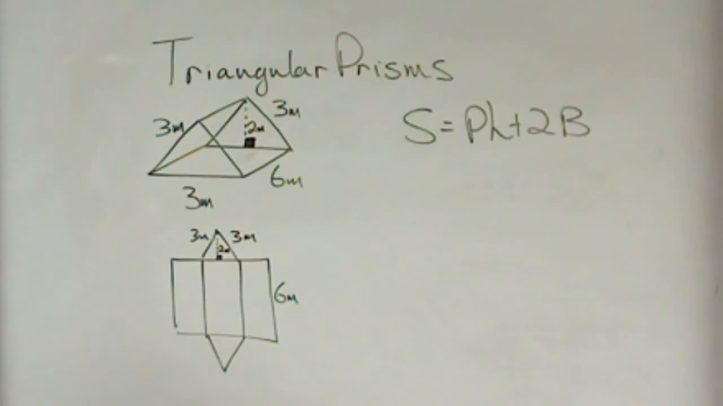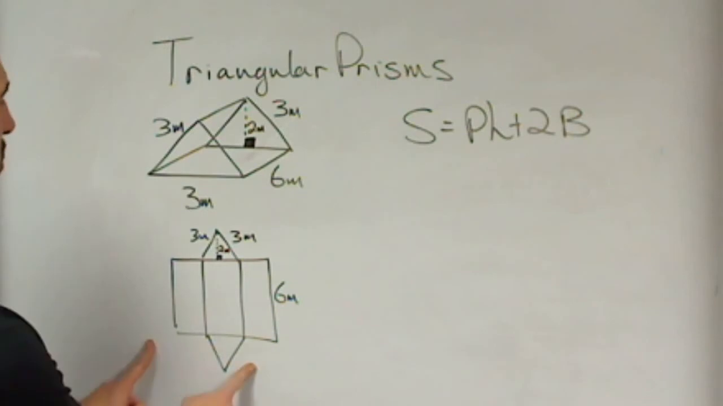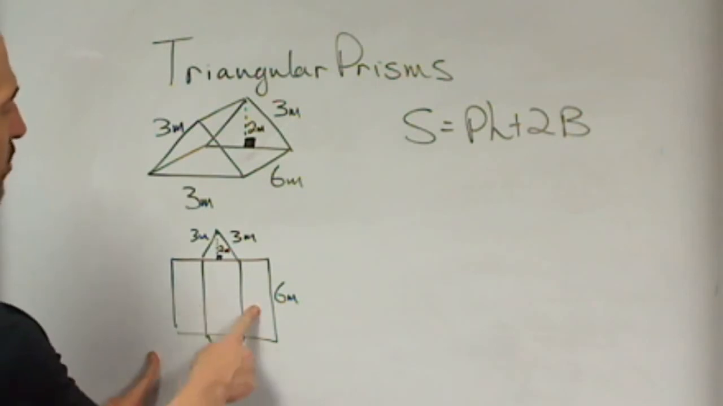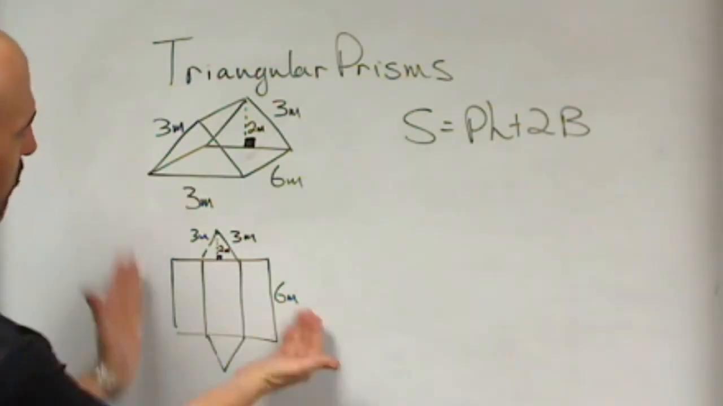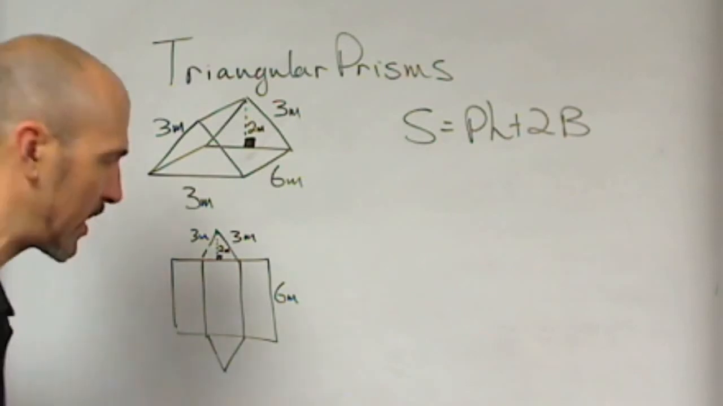Just so you're aware of what the triangular prism's net looks like, here it is. You'll have the three sides that make up the outside of the triangular prism, and then here are both bases. There's the triangle. So they would fold up, these would fold over, and then there you would have your tent.